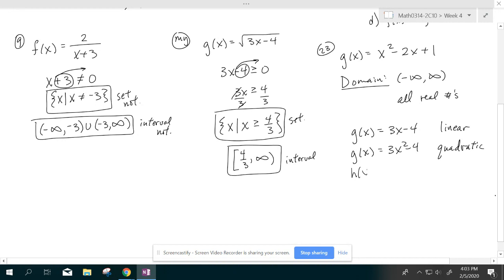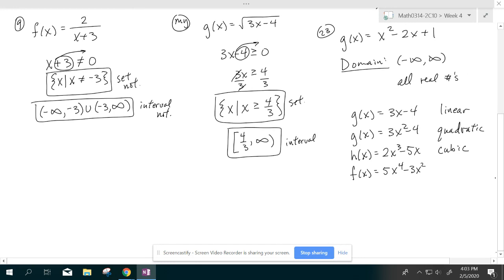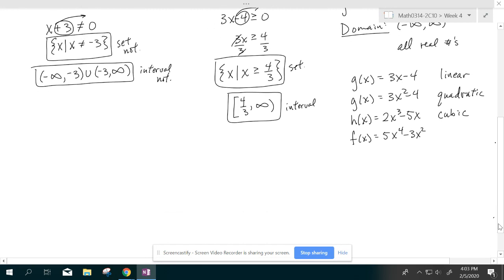What if I have 2x to the third minus 5x? What's the biggest power? And what do we call those? And if you're wondering when is this going to stop, it's going to stop when we get to my favorite one. One of these is my favorite, okay?